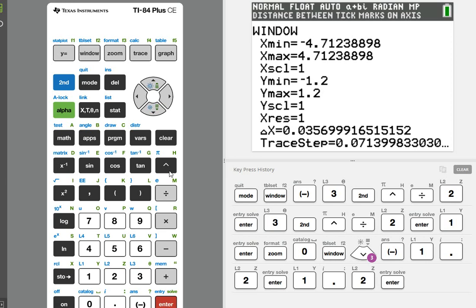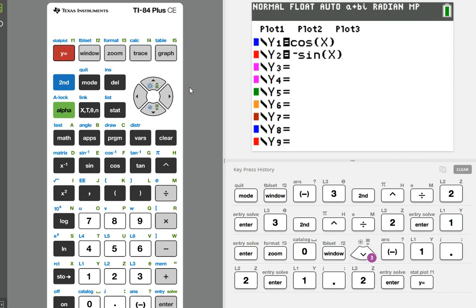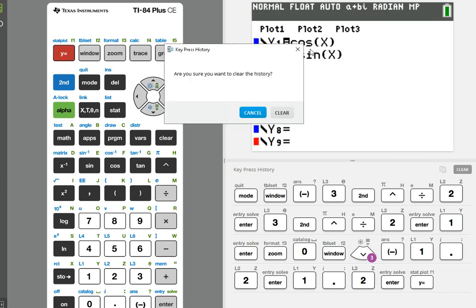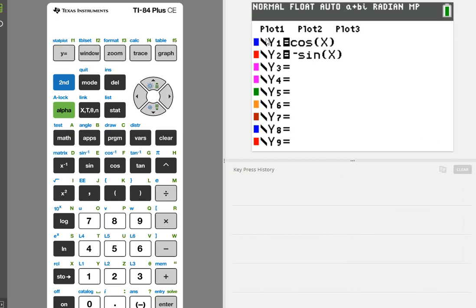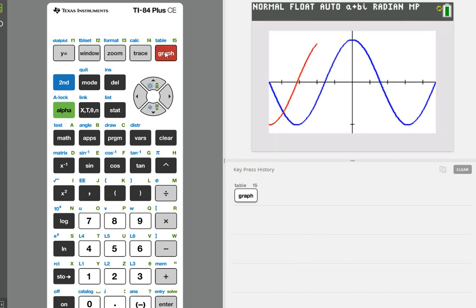Could you show that again? You put cosine or the... So looking back at my functions, those are my functions. Take note of the fact that the blue one is my cosine, the red one is my minus sine. So there we go, there's the blue one.